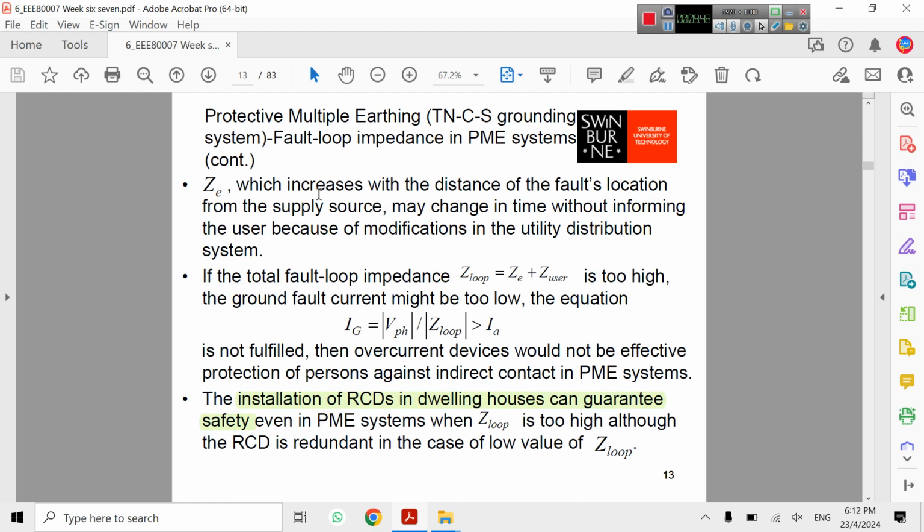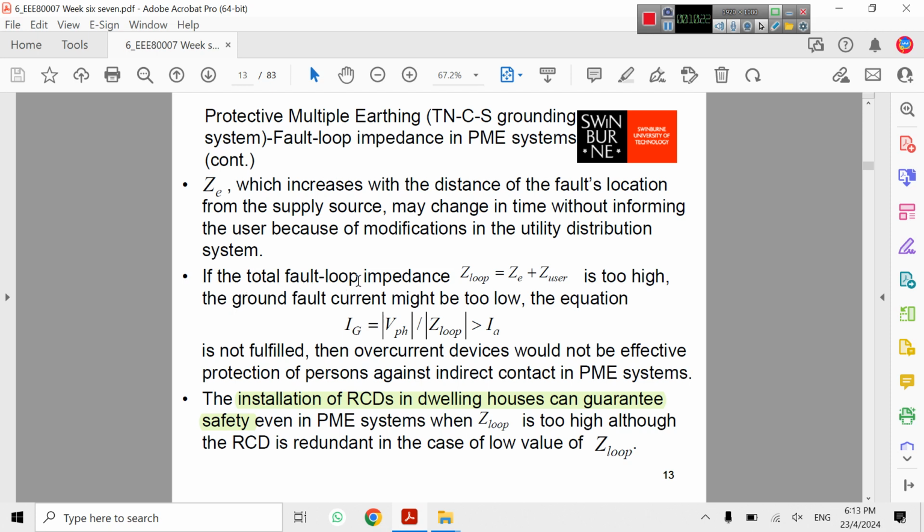So ZE increases with the distance of the fault location from the supply source, and may change in time without informing the user because of modification in the utility distribution system. Of course, the distribution system changes every day. Somebody installs PV, somebody installs a wind source, and sometimes the utility installs more loads, which are homes and other users.